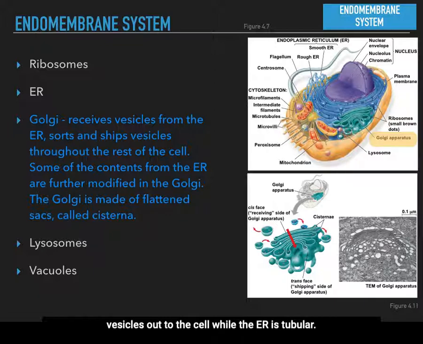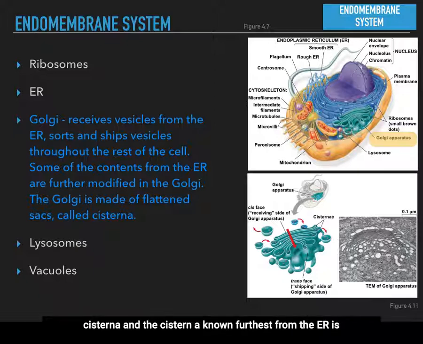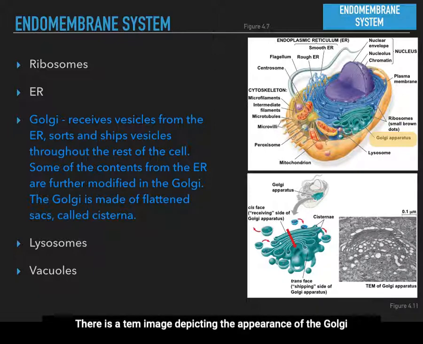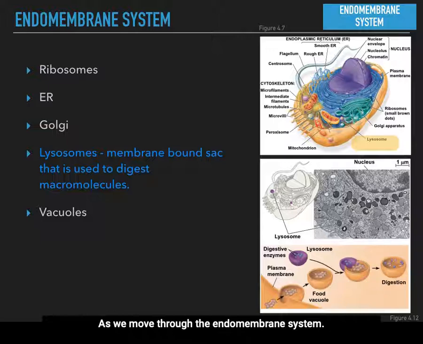While the ER is tubular, the Golgi is made up of flattened sacs known as cisterna. The cisterna closest to the ER is known as the cis-Golgi cisterna, and the cisterna furthest from the ER is known as the TGN, or the trans-Golgi network. In the bottom right, there is a TEM image depicting the appearance of the Golgi cisterna. The Golgi is not only responsible for receiving and shipping of vesicles, it can also modify some of the content within those vesicles. As we move through the endomembrane system, we're going to look next at the lysosomes.